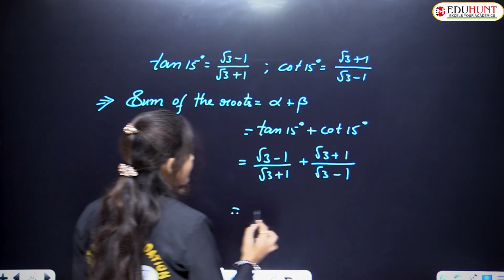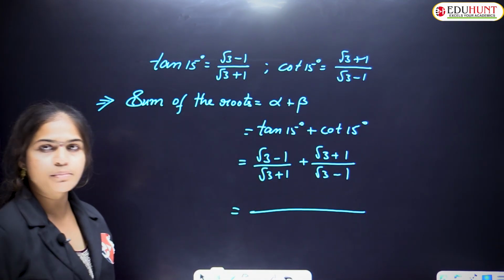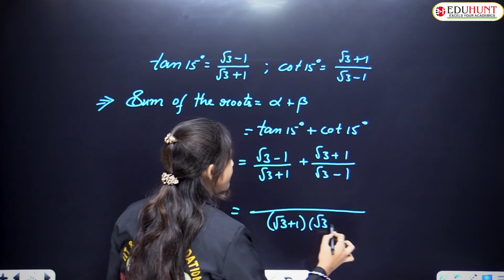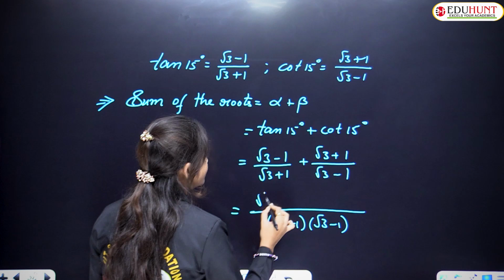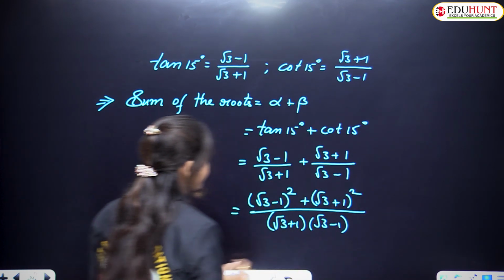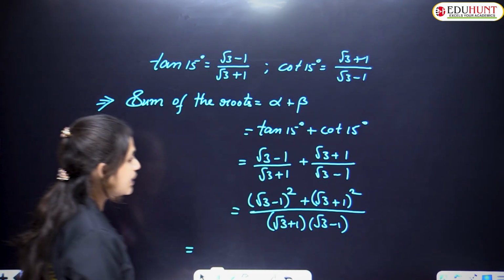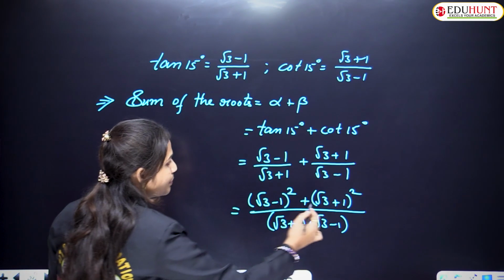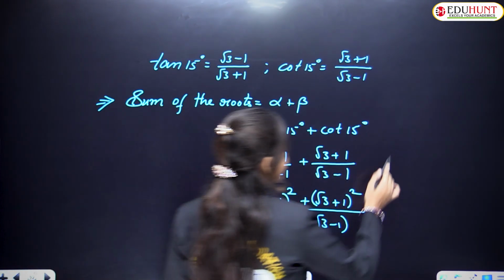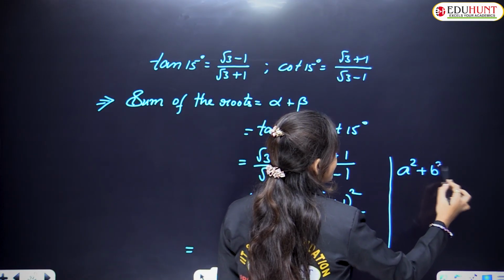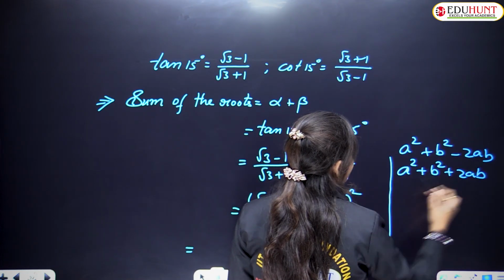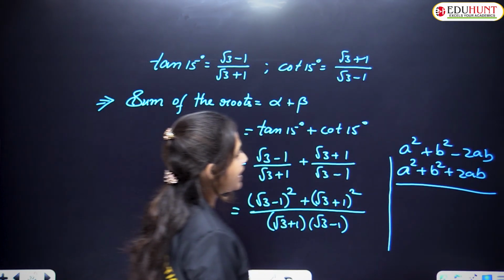Okay. Now simplify this. What is the LCM of root 3 plus 1 into root 3 minus 1? So here we have to take the product of these two, and with cross multiplication we have root 3 minus 1 whole square plus root 3 plus 1 whole square. Okay. So this is a minus b whole square plus a plus b whole square. So what will we get here? Directly also we can say a square plus b square plus 2ab, and here a square plus b square minus 2ab. So here addition only, no. So after adding, what will you get here?